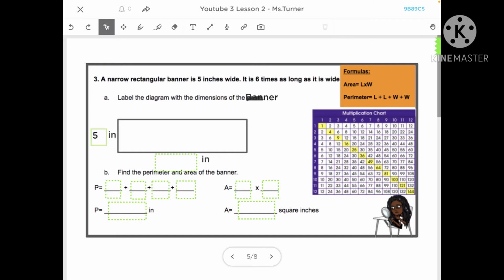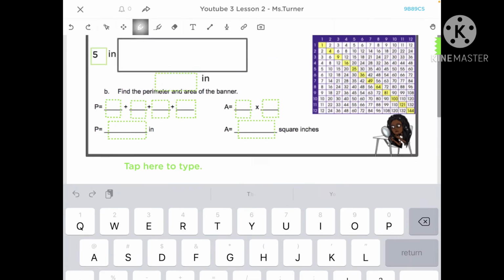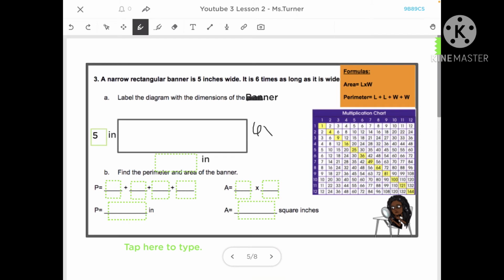It says it is 6 times as long as it is wide. So this is similar to our previous problem, you guys. In our previous problem, we had to figure out our length based off of our width. So if my length, and I'm going to go ahead and write this in, is 6 times my width, what would my length be? Better yet, what can I substitute for W here? 6 times what would give me my length? Good, 6 times 5 because my width is 5.